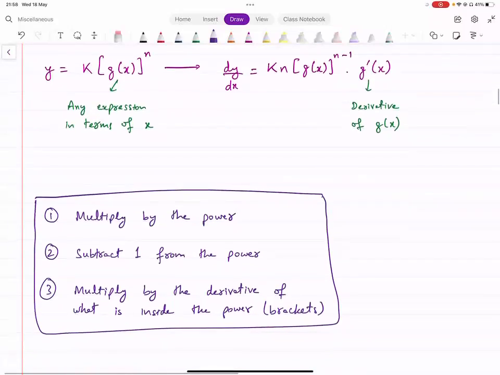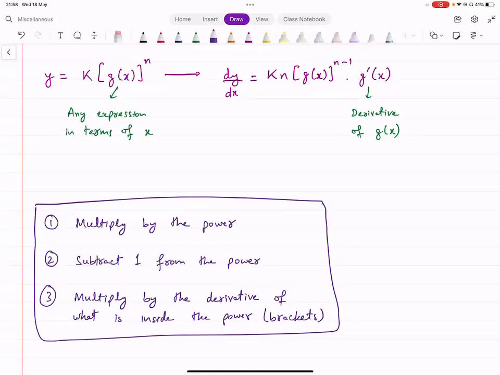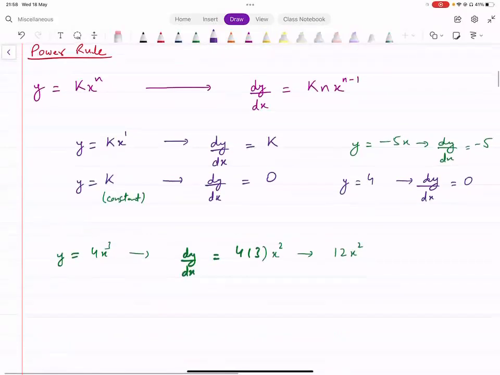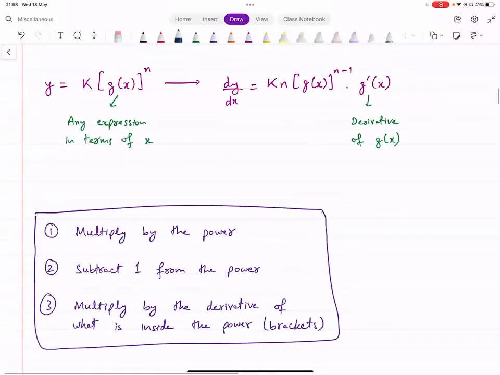Now there's a more general form of that power rule. Above, we only had the power of x here, but we could actually have anything in terms of x, with some power on it. How do we differentiate that?